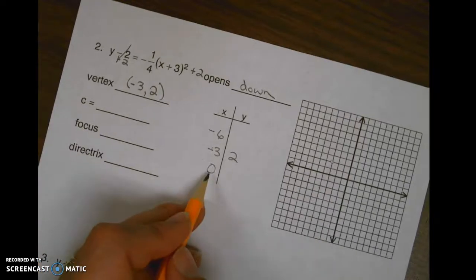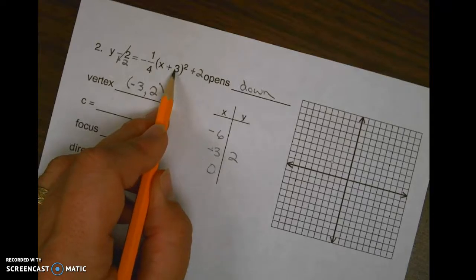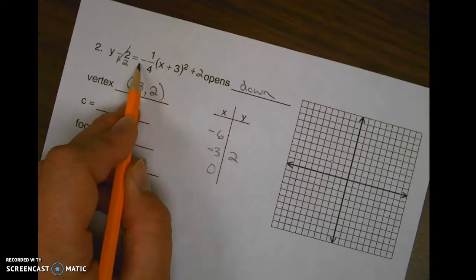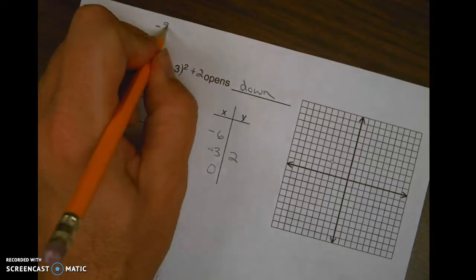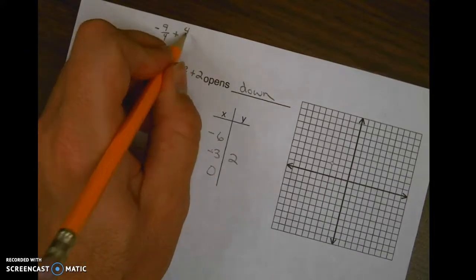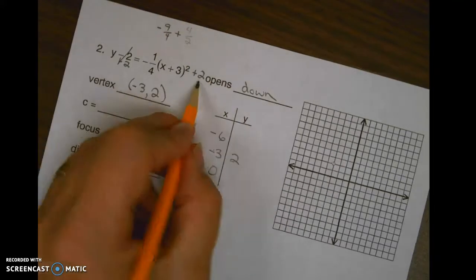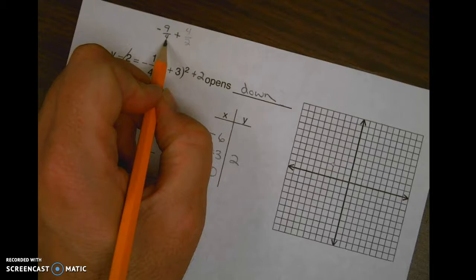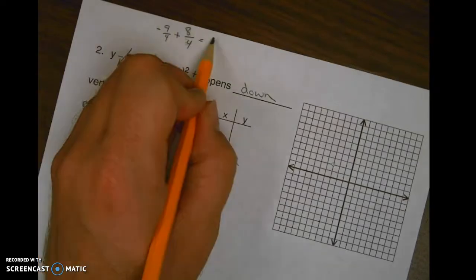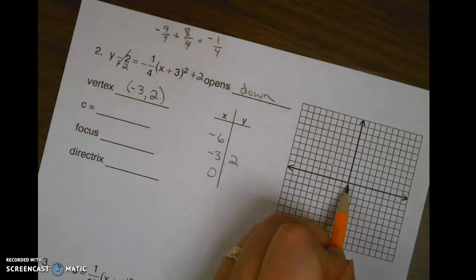You could choose other numbers. So plugging 0 in, 0 plus 3 is 3. 3 squared is 9. Okay. 9 times -1/4 is -9/4, plus 2. Need a common denominator, so 4 times 2 is 8, so 8/4. And adding that up, we get -1/4. So when x is 0, we go down to -1/4.